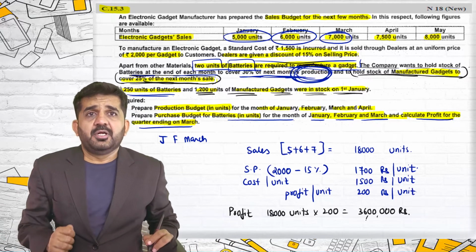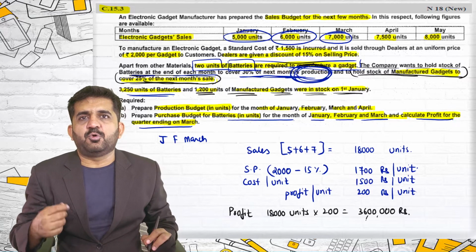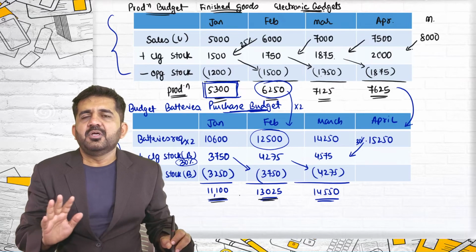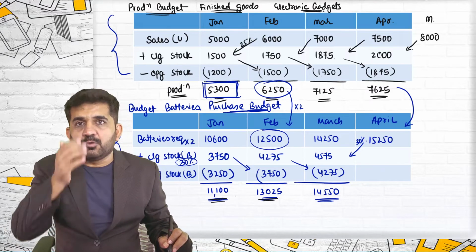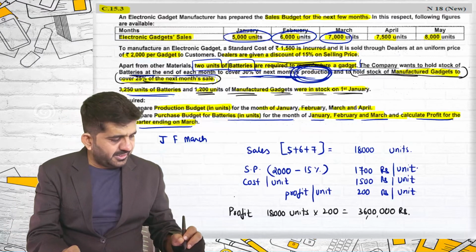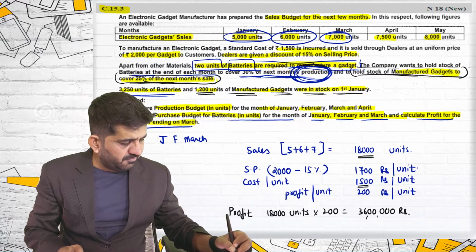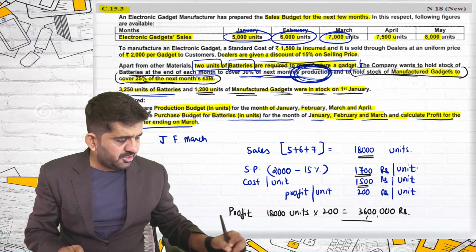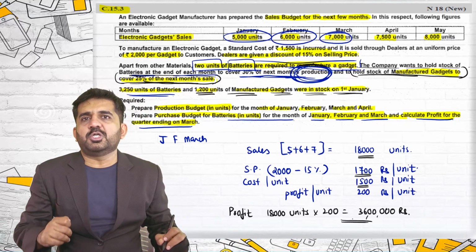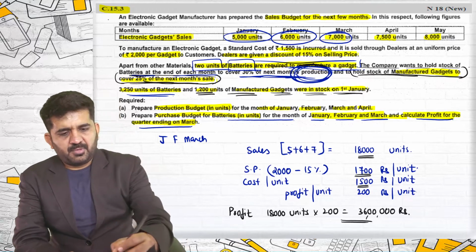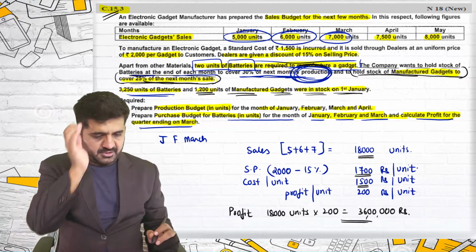A simple question. Now you will say, sir, in January, February and March we are purchasing this many batteries. That is not important. We want to find out the profit. What was our sales? That is 18,000 units. What is our cost of sales per unit? 1,500. Selling price per unit is 1,700. This will be my profit, the total profit of Jan, Feb and March, that is the quarter ended March.